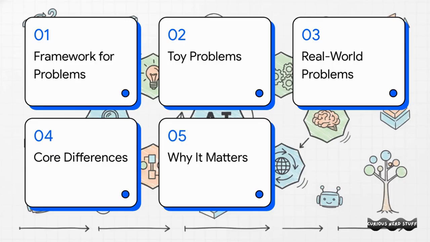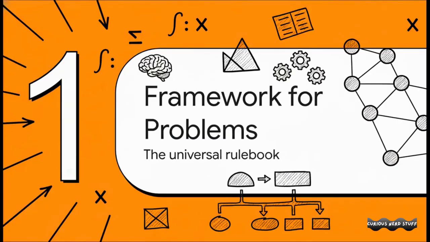First, we'll look at the foundational framework that AI uses for basically any search problem. Then, we'll see how it works with simple toy problems, before moving on to much more complex, real-world examples. We'll compare the two, and then we'll wrap up by talking about why this one single approach is just so incredibly powerful. Okay, let's dive right in.